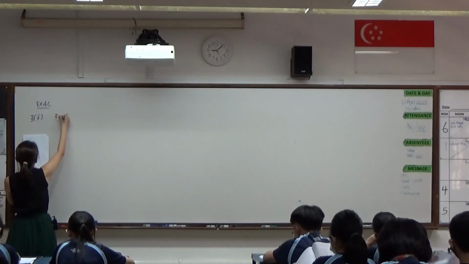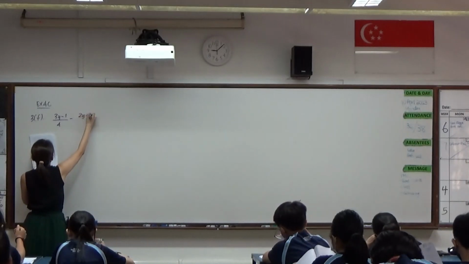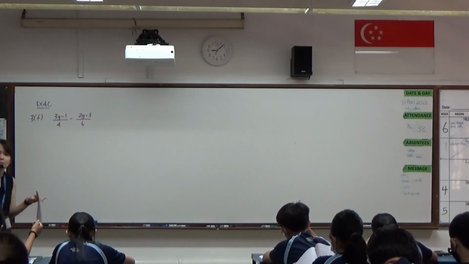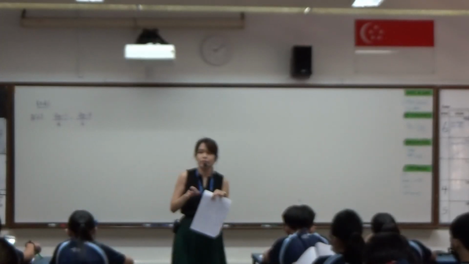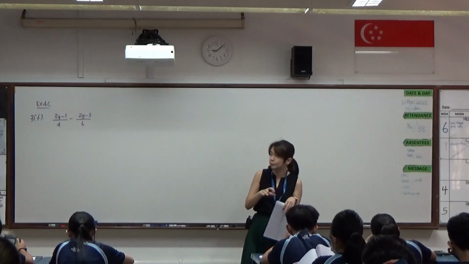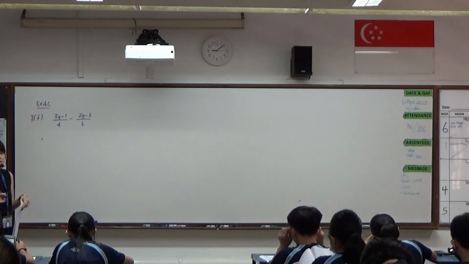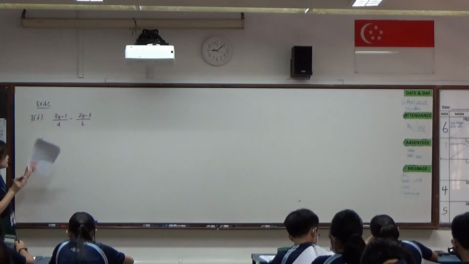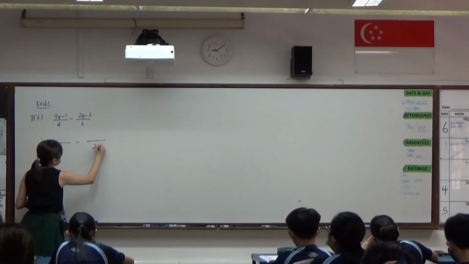So in 3F itself, we are given 3y minus 1 over 4 minus 2y minus 3 over 6. We know that we have to make the denominators the same first. In choosing our denominators, we always choose the lowest common multiple. And in this case, the lowest common multiple should be 12. But there are a few of you who choose the denominator to be 24.